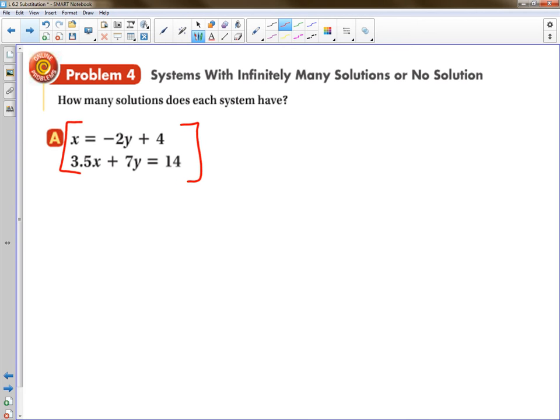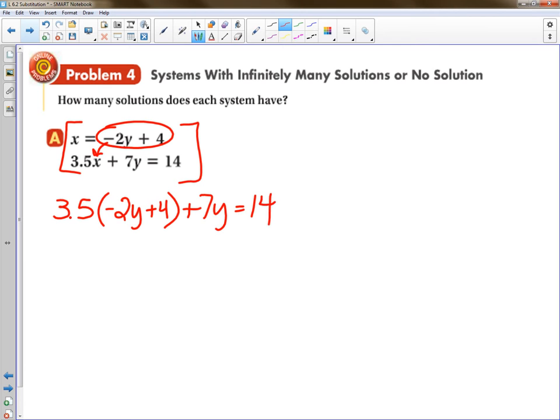Again, write down these equations. X in this problem is equal to negative 2y plus 4. So I'm going to replace the letter x in the second equation with that value. And I get 3.5 times, in place of x I write negative 2y plus 4, plus 7y equals 14. If I distribute, negative 2 times 3.5 is negative 7y, and 3.5 times 4 is 14, plus 7y equals 14.